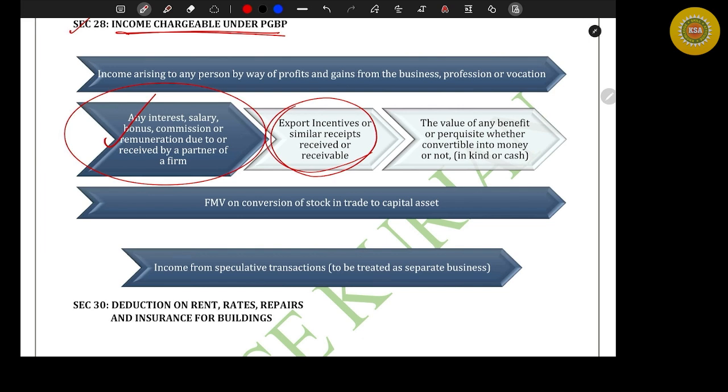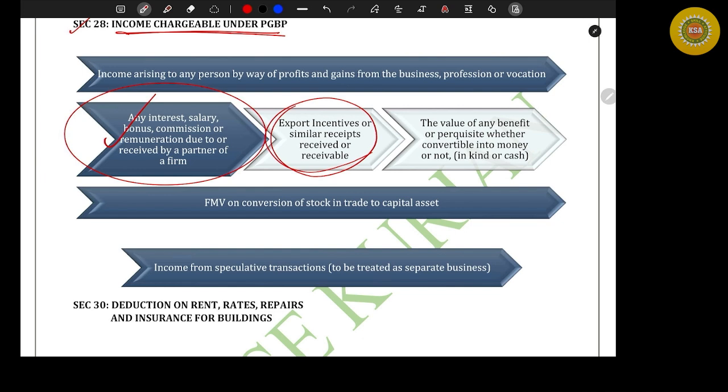And what is the single solution? Do one thing. Whenever you convert that particular stock into capital asset, on the date of conversion, you find out the fair market value of that particular stock. The fair market value shall be a deemed income under section 28. It's not your actual income. It's a notional income only.